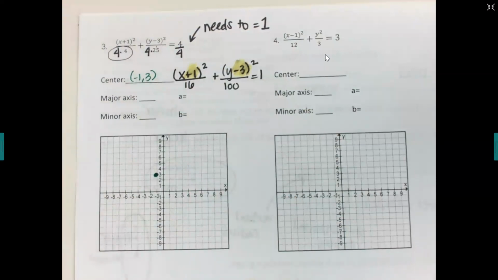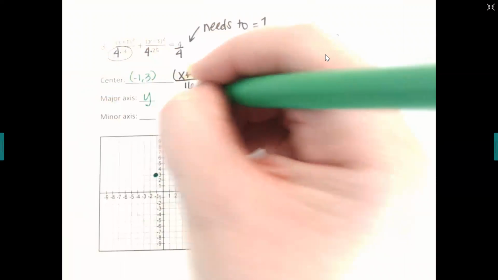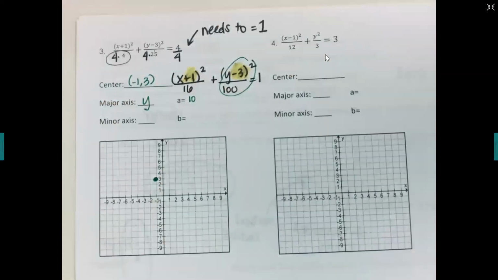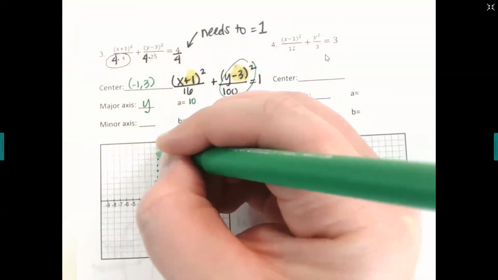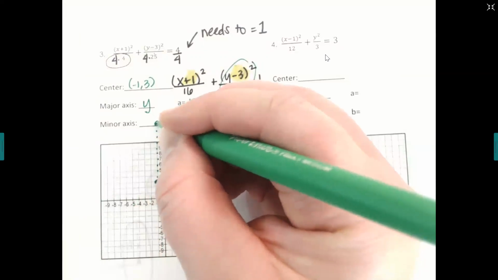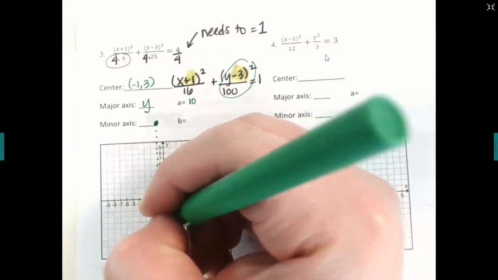And then which of the numbers on the bottom is bigger? The x's base or the y's base? Y's is bigger. It's a 100. Then my y-axis is going to be 10. How did we get 10? We took the square root. So then from here, I would go up 1, 2, 3, 4, 5, 6, 7, 8, 9, 10. And then down 1, 2, 3, 4, 6, 7, 8, 10.